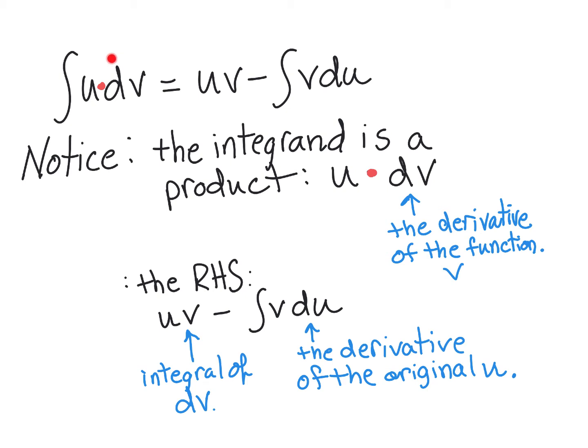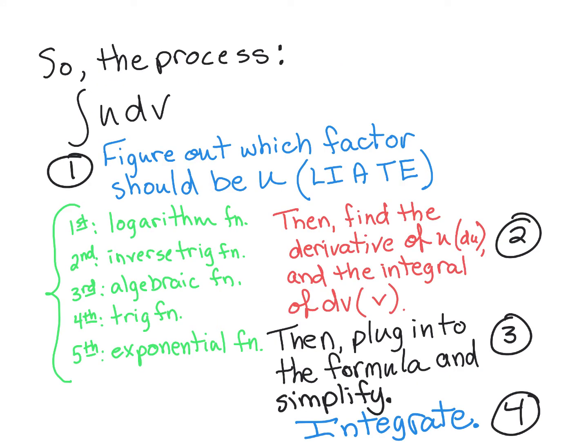So we're going to take our original integrand, split it up into two pieces. We're going to say u equals something and dv equals something. We're going to take the derivative of u and the integral of dv, and then we're just going to plug stuff into this formula. So here you have the process laid out. You want to figure out which part of your integrand should be the u. And here's something to go by.